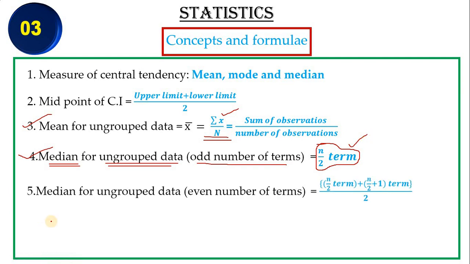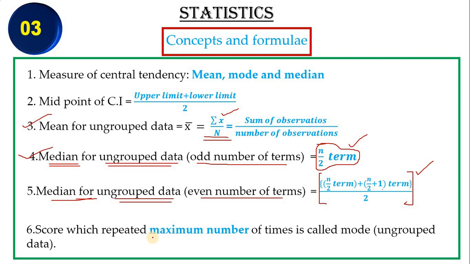Next, let us take another one. Median for ungrouped data, only for even numbers. Here also, if you see this formula, you never understand anything, children. The formula is n by 2 term plus n by 2 plus 1 term, divided by 2. So just learn this. Without using this formula also we can easily find the median for ungrouped data. That I'll tell you in upcoming slides.